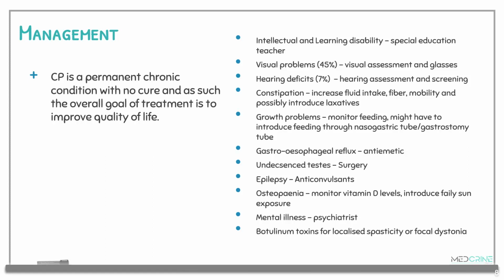Antiemetics can be used in management of gastroesophageal reflux, and in the cases of undescended testicles, surgery may be indicated. Anticonvulsants can be used in the management of epileptic features in these children, and osteopenia can be controlled by monitoring the vitamin D levels of these children and introducing daily sun exposure, and a psychiatrist can assess these patients for any probability of mental illnesses.